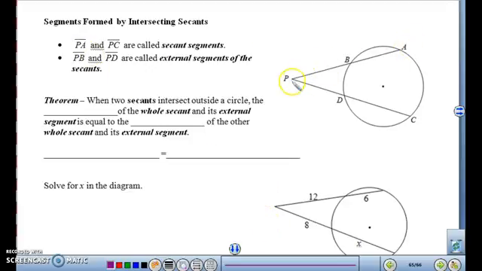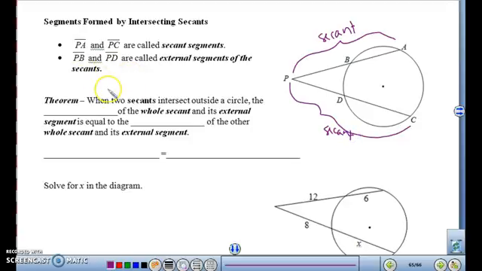So PA, from here to here, is a secant. And PC is also a secant because it goes all the way to there. That's the whole secant. Now, secants also have an external part. This part right here and this part right here are the external part of the secant because it's outside the circle.